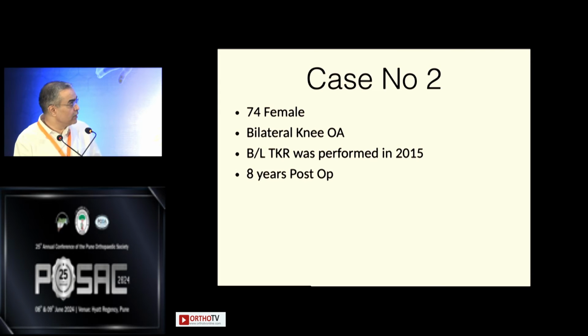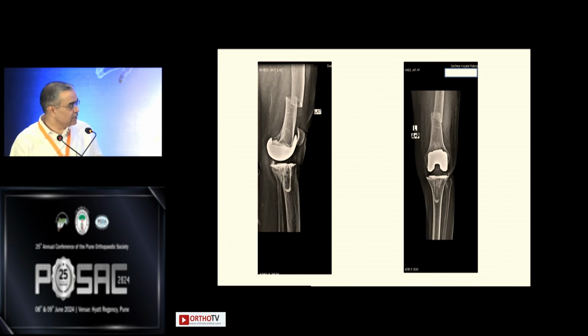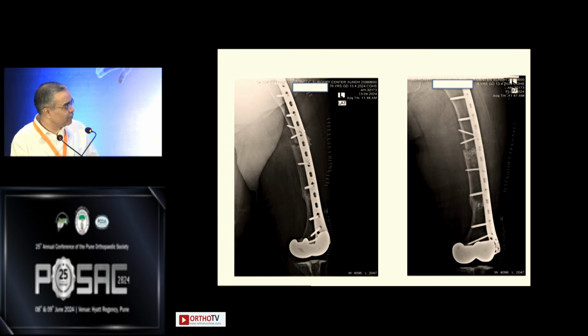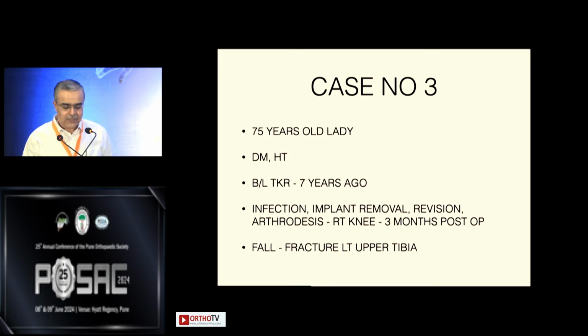Another patient, 74-year-old female, bilateral knee OA. Bilateral TKA was done in 2015, and 8 years post-surgery, she had a fall injury, and that's how she presented to us. And this is how it was fixed. Why was it fixed using a plate? Because there was excess femur bow, but that's not the end of the story. 6 months later, she had again a fall and developed a fracture. So the earlier fracture healed, and now she developed a fracture proximal to that, and we had to revise that with a longer plate, and now fortunately she is doing well.